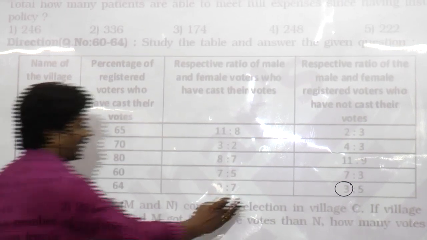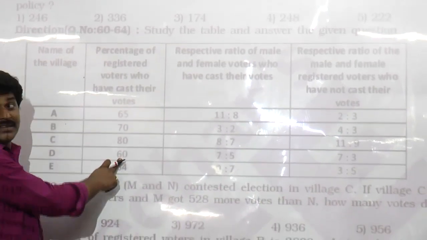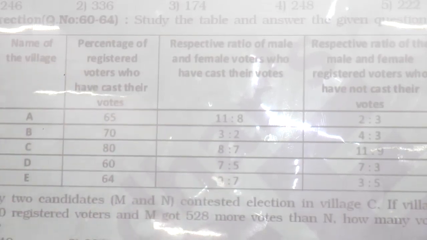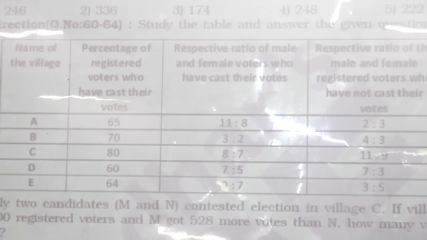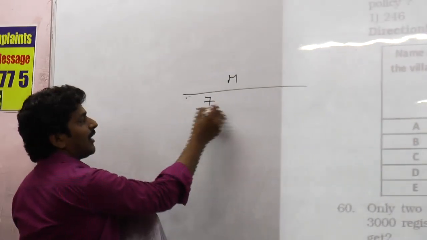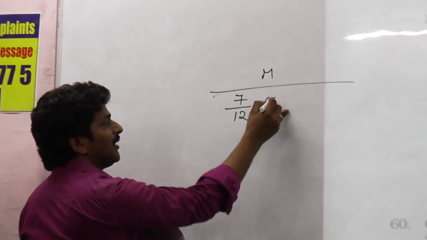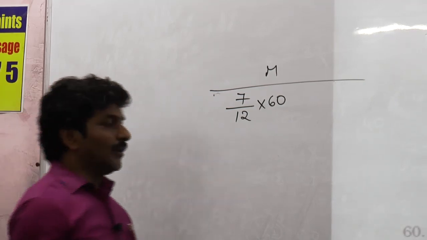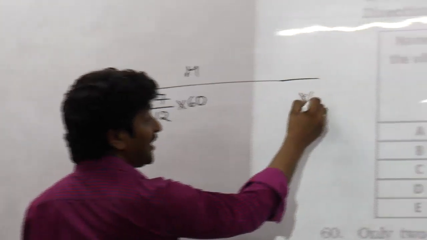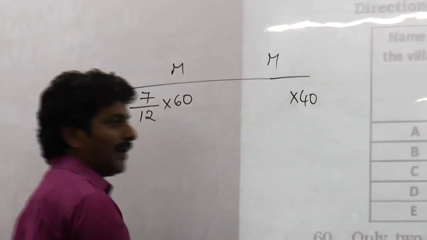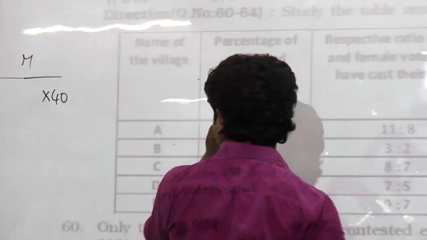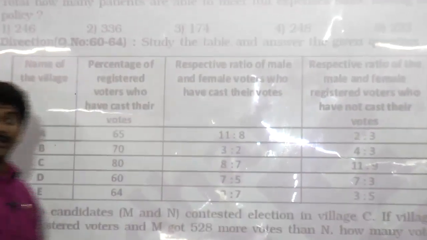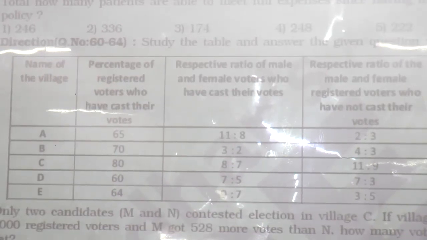Right. Now look at here. 60% have casted their vote and divided into 12 parts. So male candidates who have casted their vote becomes 7 out of 12 parts among 60%. We'll do that later calculation. Keep it aside. Who have not casted their vote in terms of percentage, 40%, and out of that male to female ratio is given as 7:3. So 7 out of 10 parts.